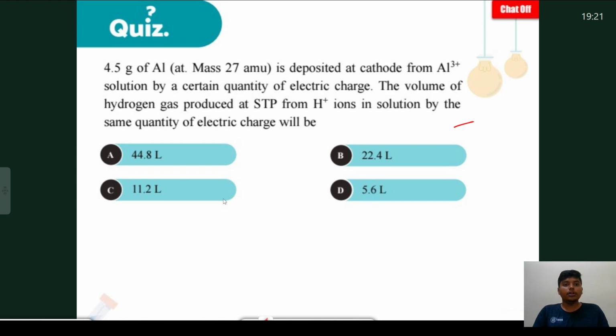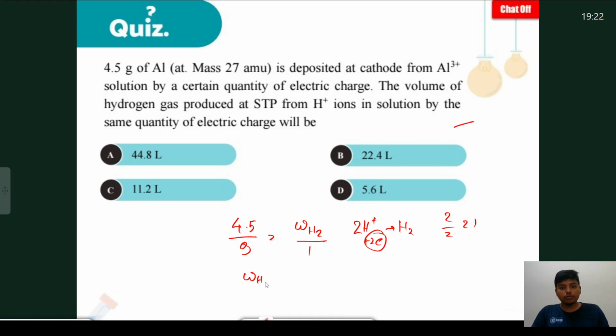So here what you can do: 4.5 gram deposited. So 4.5 by aluminum's equivalent, 9, is equal to W of hydrogen divided by the hydrogen equivalent. What will be the hydrogen equivalent? 2 or 1? See hydrogen: from H plus I am getting hydrogen gas. So 2H plus plus 2 electrons will give hydrogen gas. Yes or no? So 2 electrons will be there, 2 by 2 equals 1. So E of hydrogen will be 1.